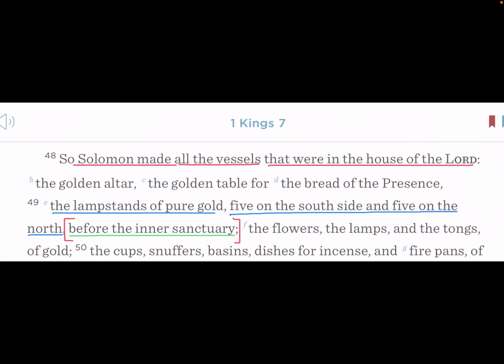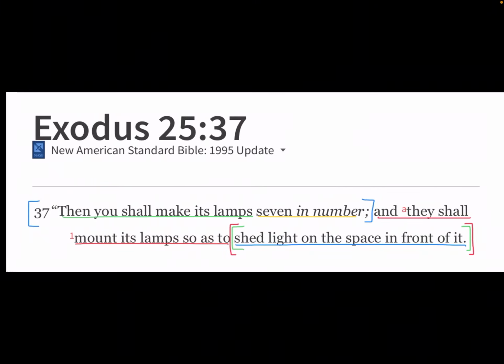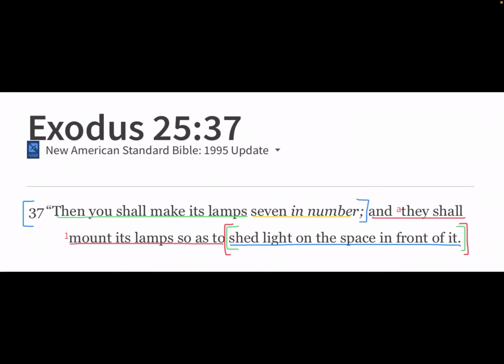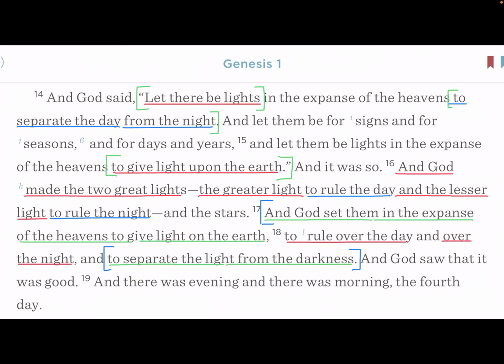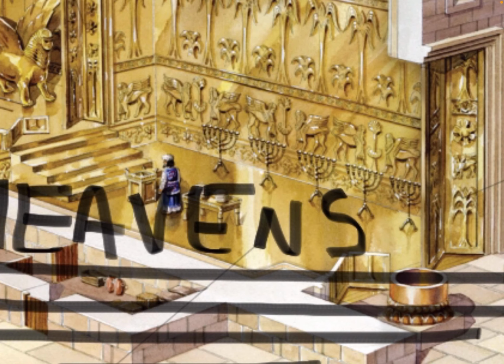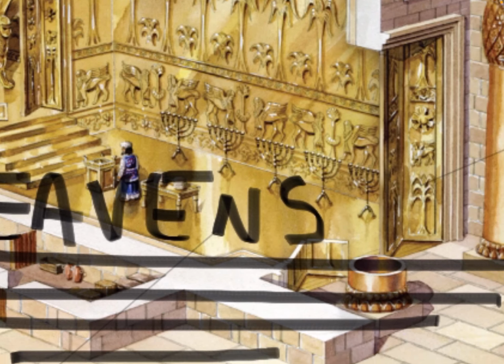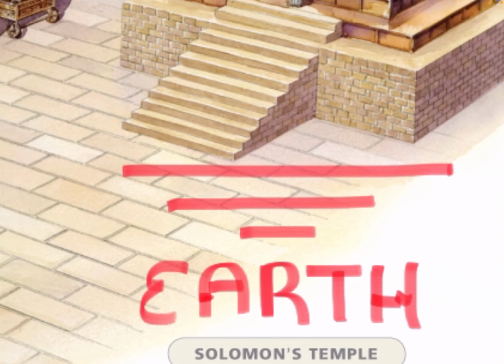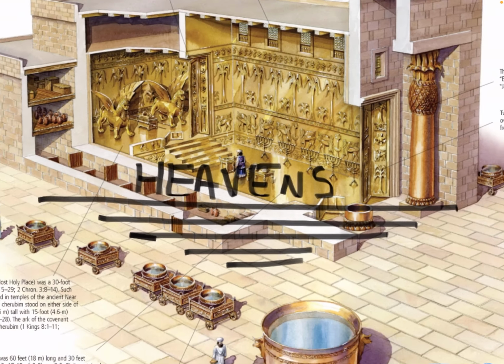Solomon made all the vessels that were in the house of the Lord, the lampstands of pure gold, 5 on the south and 5 on the north, before the inner sanctuary. Then you shall make its lamps 7 in number, and they shall mount its lamps as to shed light on the space in front of it. Just as in Genesis 1, let there be lights to give light upon the earth. And just as we see in the heavens, that's where the lampstands are set, to give light upon the earth, to shed light in the space in front of it.